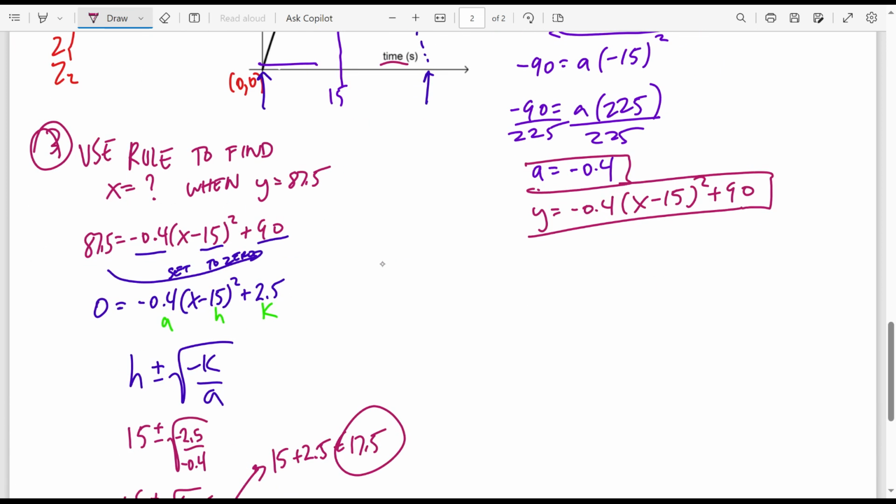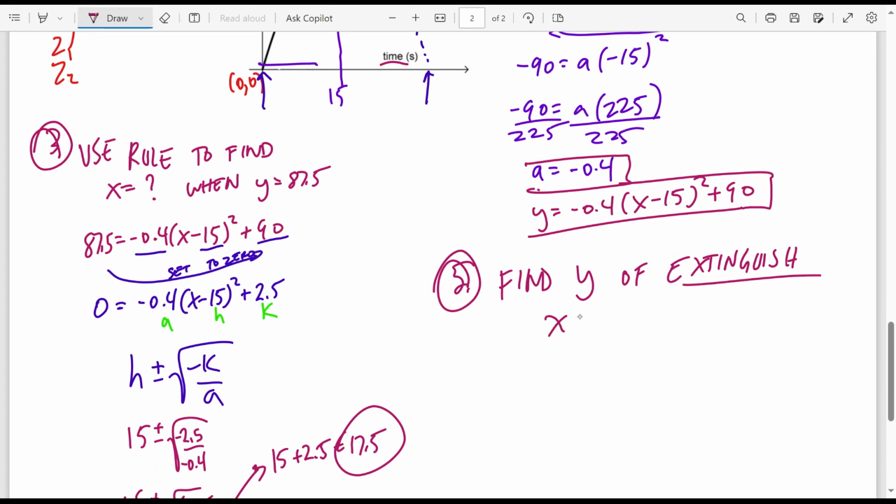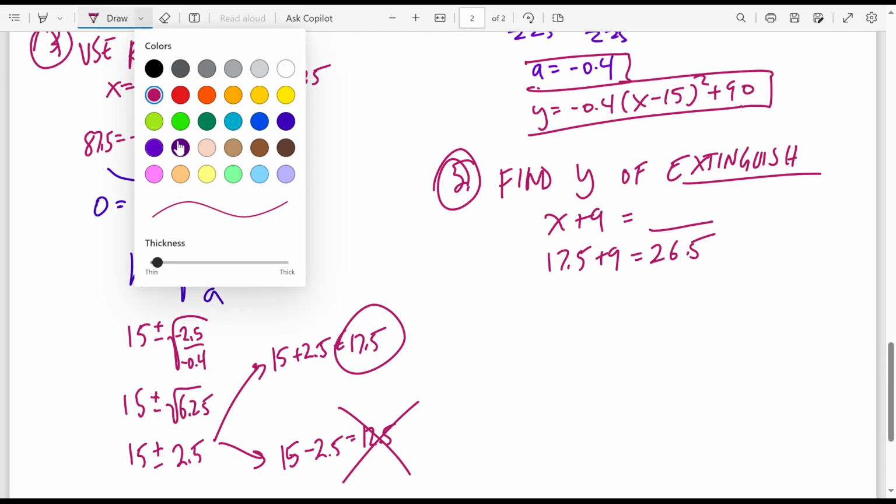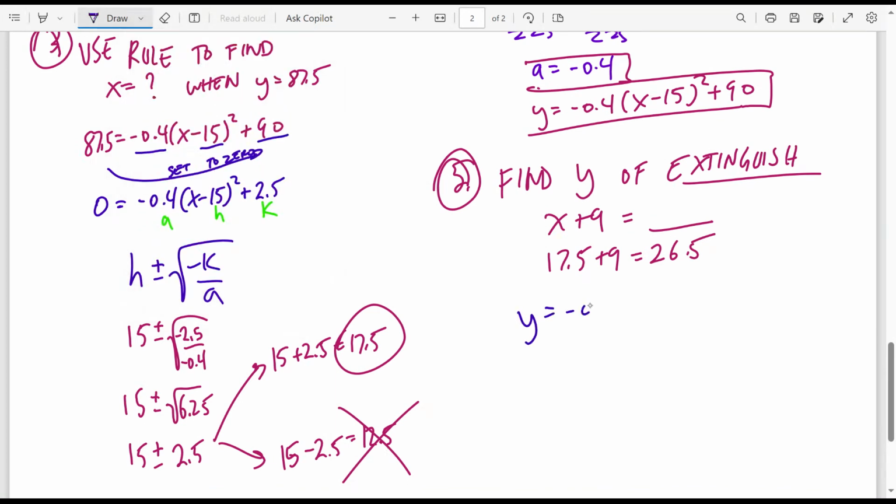So let's actually just find that now. Step 5, find y at extinguish. So x plus 9 is equal to the time that it extinguished. So 17.5 plus 9 is going to give me 26.5. That is the time it extinguishes. So now I can use the rule that I was provided, or that I found: negative 0.4. The x is going to be 26.5. The H isn't going to change. The K isn't going to change.